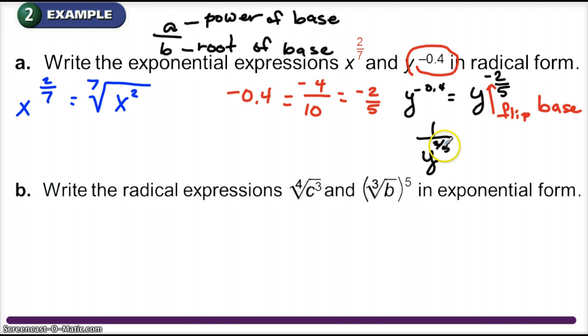This is your root, this is your power. So this gives us 1 over the fifth root of y squared. Now, this does go against the rule of having a radical in the denominator, but it's okay because we are just writing this in radical form.